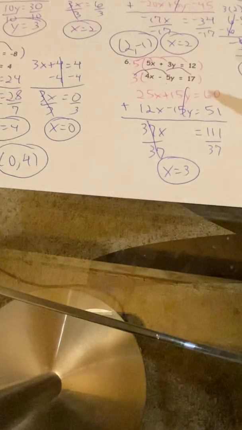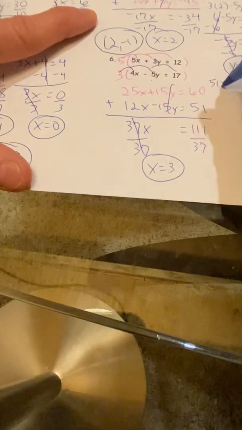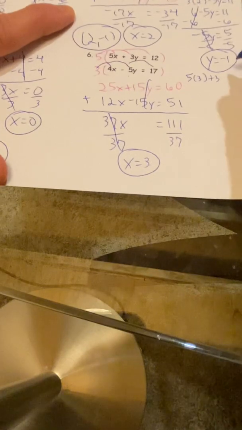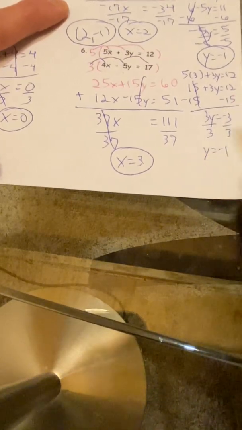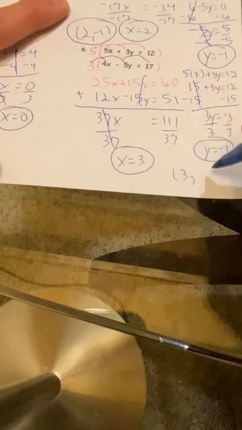Final thing I now have to do is plug it back into one of these. Here I'll probably actually use the top row. Everything's positive, maybe a little bit easier in that regard. I know also, as you can see, the work does start getting a little cluttered on these ones where there's a little more to them. 5 times 3 is 15. Subtract that over, and when you divide, y is negative 1. So the point where they cross is 3, negative 1.